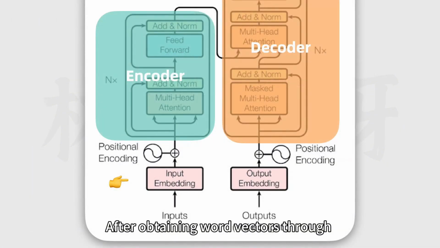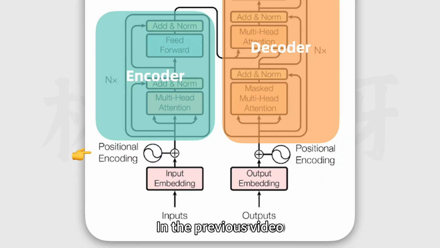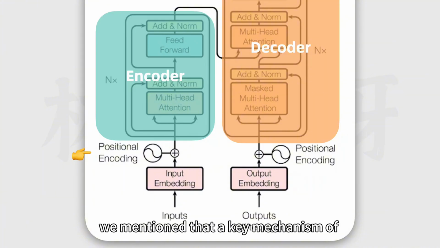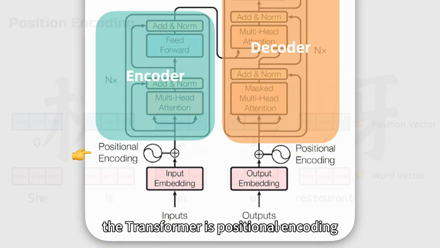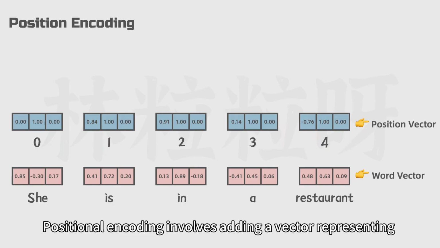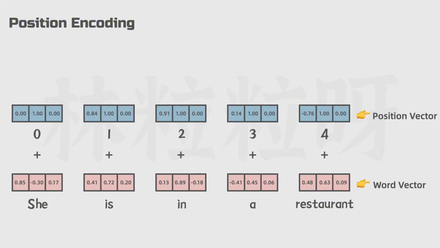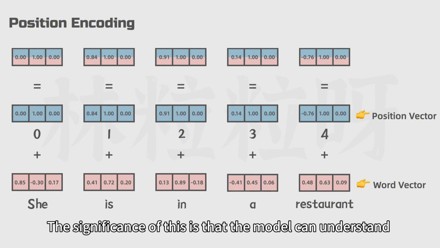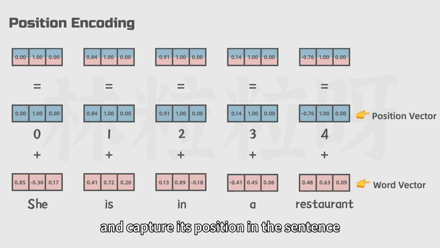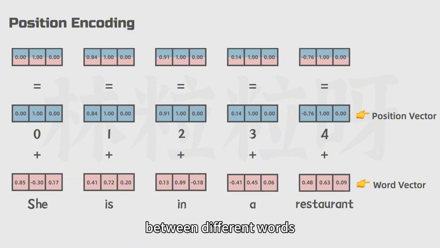After obtaining word vectors through the encoder's embedding layer, the next step is to add positional encoding to the vectors. In the previous video, we mentioned that a key mechanism of the transformer is positional encoding. If you missed the last section, no problem. Positional encoding involves adding a vector representing each word's position in the text to the word vector from the previous step, then passing the result to the encoder. The significance of this is that the model can understand both the meaning of each word and capture its position in the sentence, thereby grasping the sequential relationships between different words.